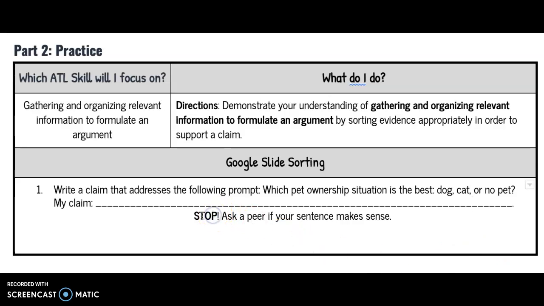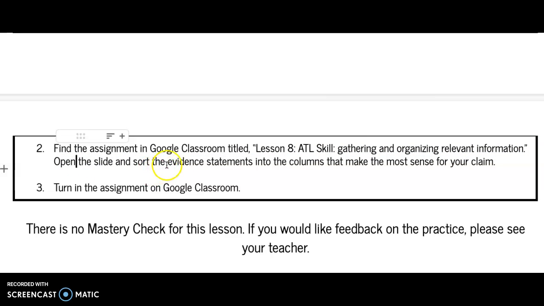Now that you have your claim, you are going to stop again and ask a peer or someone else in class if your sentence makes sense. If they think it makes sense, great, they're going to sign their initials right here, and that will be kind of your step to the next step. You'll open the slide and sort the evidence statements into the columns that make the most sense for your claim. We'll look at that in a second. When you're done, you'll turn in the assignment on Google Classroom. There is no mastery check for this lesson, but if you would like feedback on the practice activity, you'll want to check in with your teacher and they will give you some feedback on how you're doing.